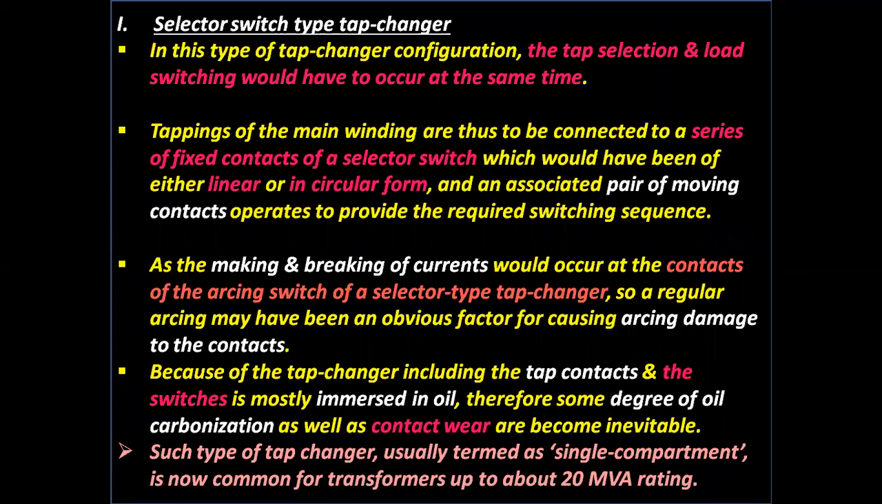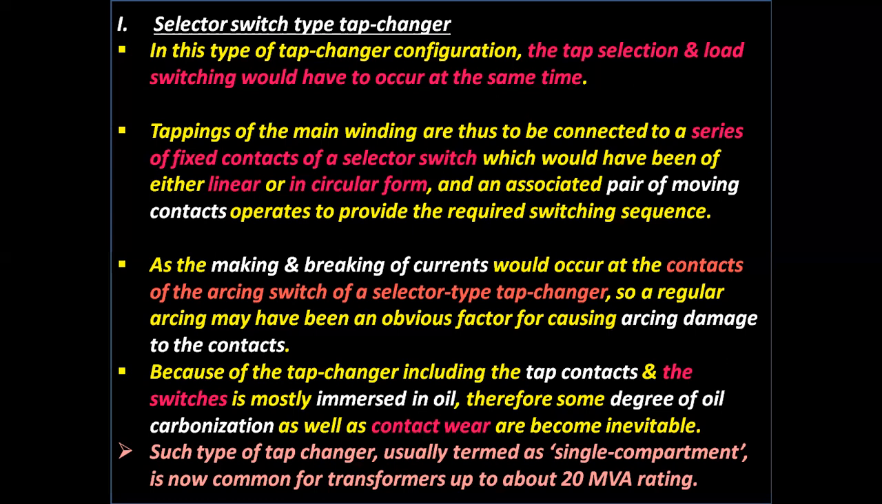Selector switch type tap changer. In this type of tap changer configuration, the tap selection and load switching occur at the same time. Tappings of the main winding are connected to a series of fixed contacts of a selector switch, which would be of either linear or circular form, and an associated pair of moving contacts operates to provide the required switching sequence.